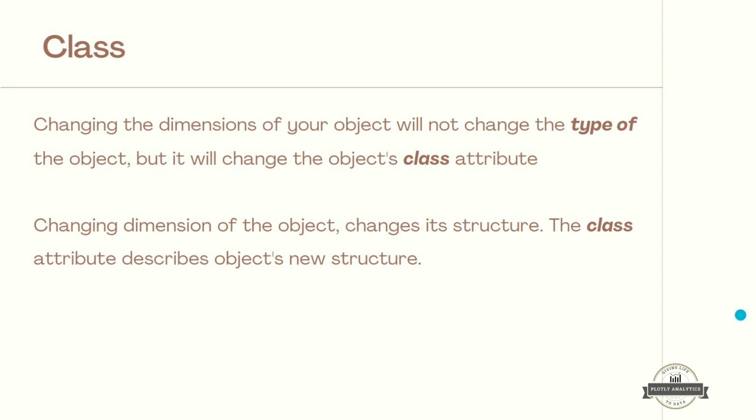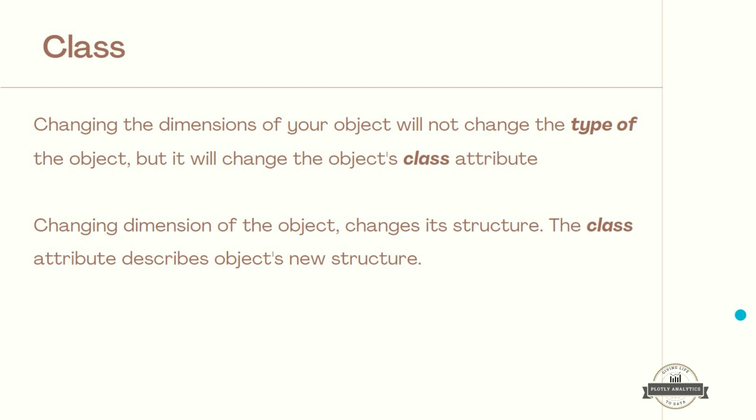Now let's see the next type of attribute, which is class. If you change the dimension of the object, then it won't change the type of the object. For example, if you create an object with type double, then the type of the object will remain double. But by changing the dimension of the object, you are going to change the class of the object.